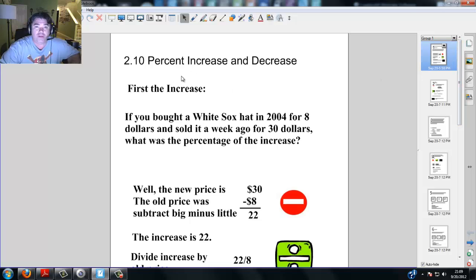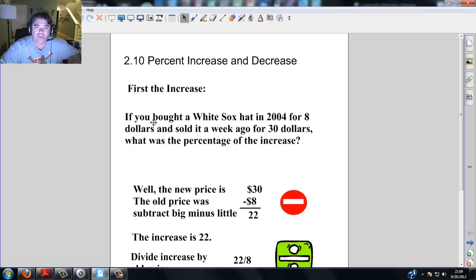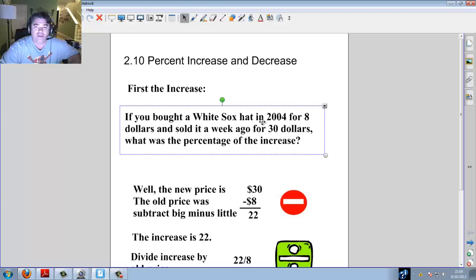We're first going to talk about a percent increase and what it means. A few years ago, the White Sox won a World Series. Now, what I have in my example here was if I had bought a White Sox hat in 2004 for $8 and then sold it that week of the White Sox winning for $30, what was my percentage of the increase? Well, here's what you have to do.